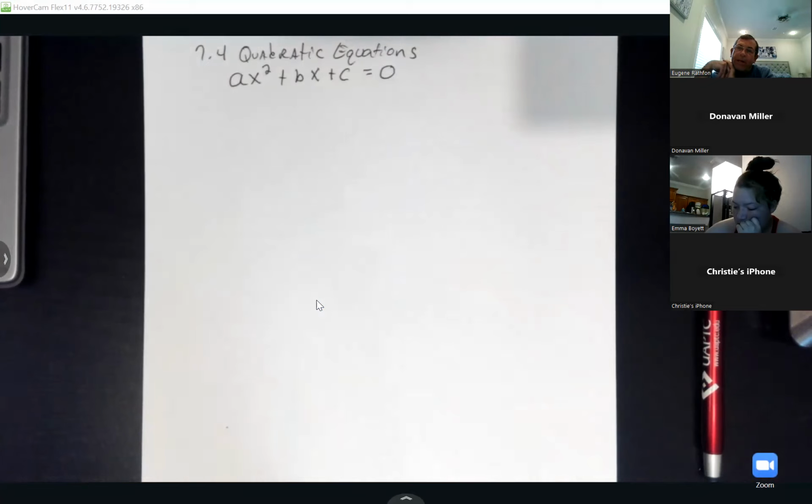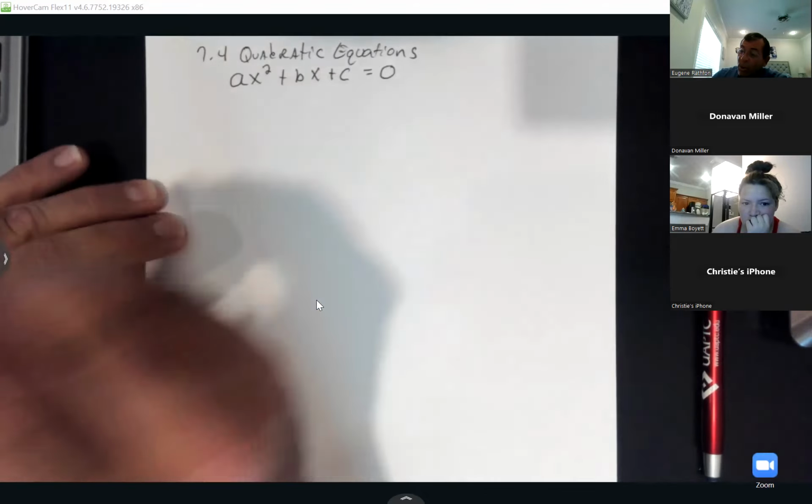So two ways that we can solve these quadratic equations. One way is by factoring. Second way, we'll use the quadratic formula. So if I can't get something to factor, I'm going to use that quadratic formula because it'll work every single time. So the first thing I'm going to do is do a little review on factoring.